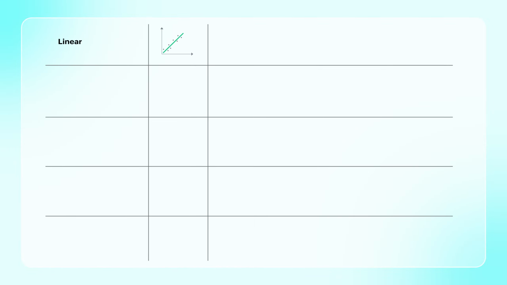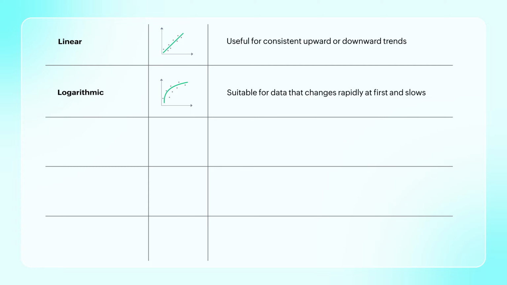Linear fits a straight line, useful for consistent upward or downward trends. Logarithmic, suitable for data that changes rapidly at first and slows over time. Exponential, shows growth or decay at an increasing or decreasing rate.